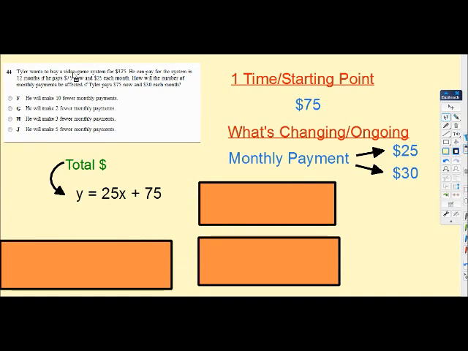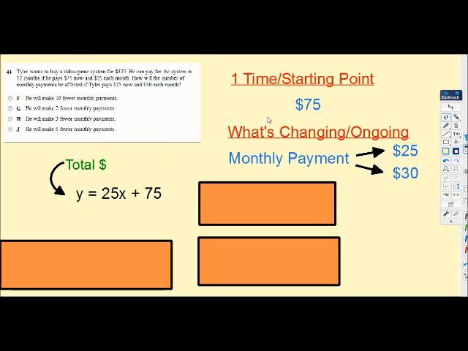Okay, here's another one. Tyler wants to buy a video game system for $375. He can pay for the system in 12 months if he pays $75 now and $25 each month, so there's the keyword each. How will the number of payments be affected if Tyler pays $75 now and $30 each month? So there's another each. So here we have two scenarios.